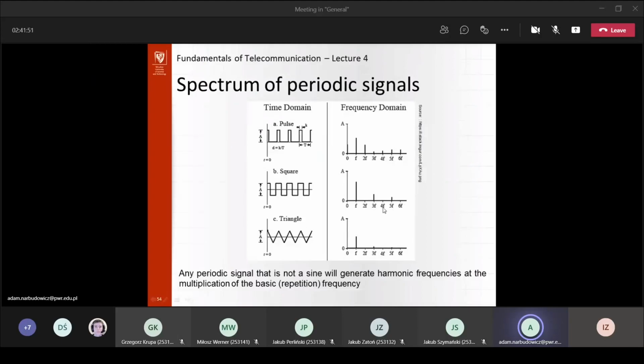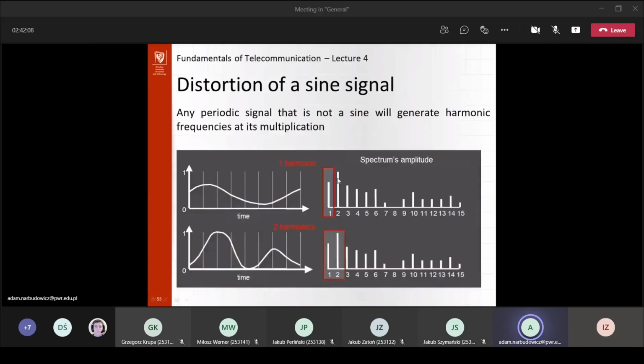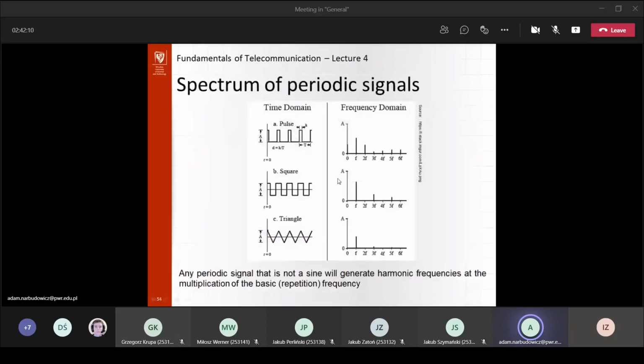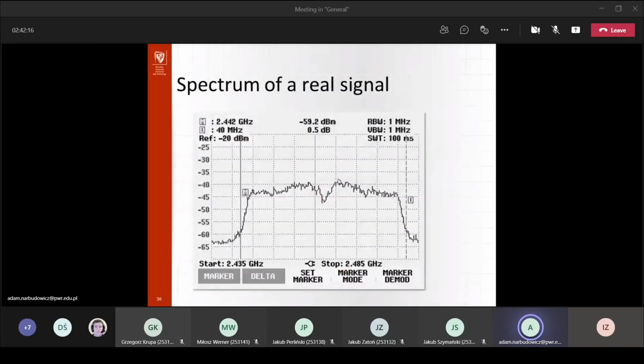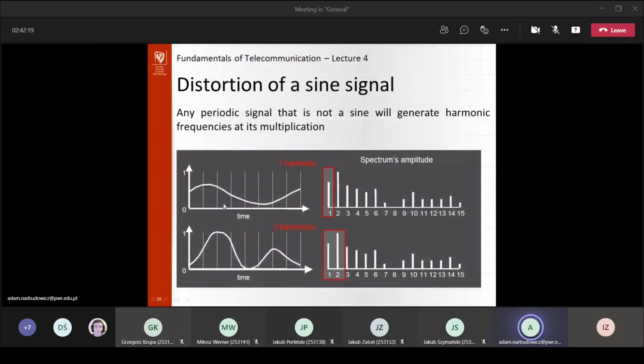Okay, and that will be true for any signal, regardless if it's a triangle repeating itself, a short pulse, or a square wave repeating itself. Of course, the shape of the spectrum will be different, but you're always generating the signal at the harmonics. And the more harmonics you take into account, the more accurate your signal is.